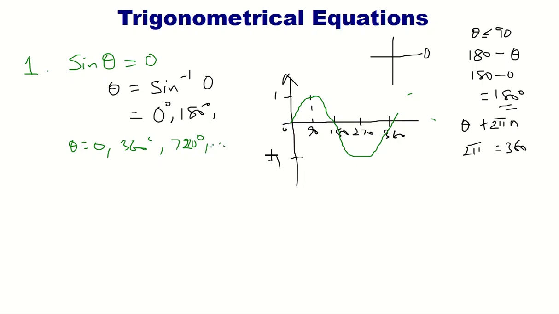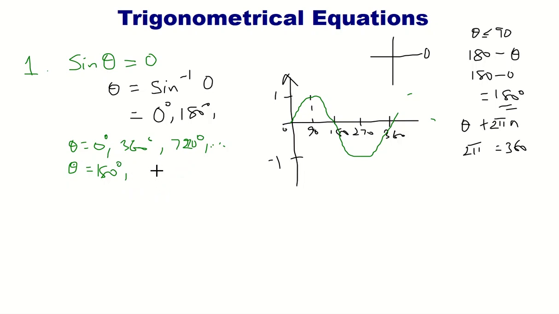Now, for example, in this question, they didn't specify, they didn't give us a limit, or we don't have a limit on the values of theta. So we could get even a million values of theta. Now, if theta is 180, we can still get other values of theta as we add 360.